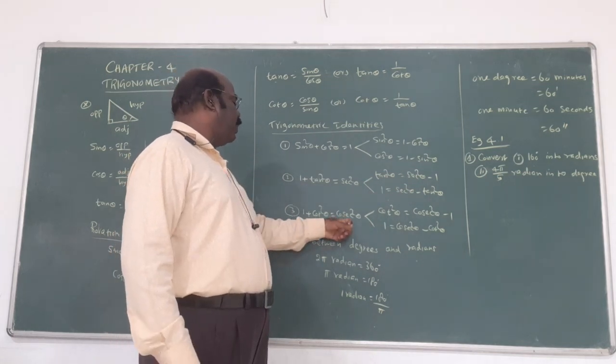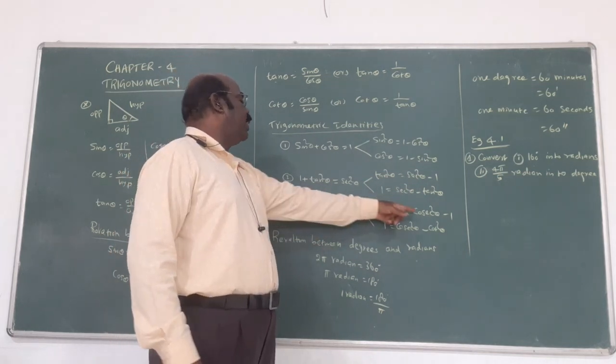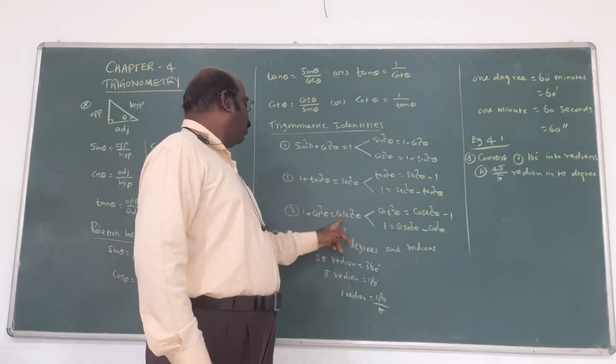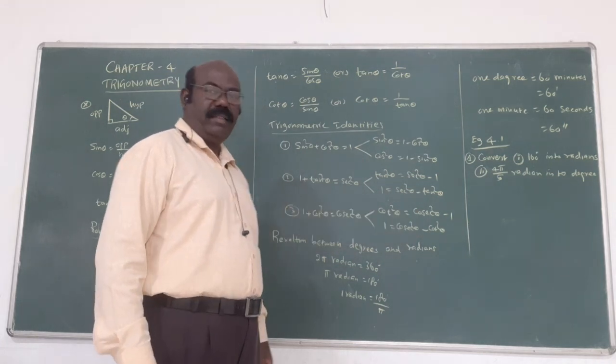1 plus cot square theta is cosecant square theta. So cot square theta is cosecant square theta minus 1. Or otherwise, 1 is equal to cosecant square theta minus cot square theta.